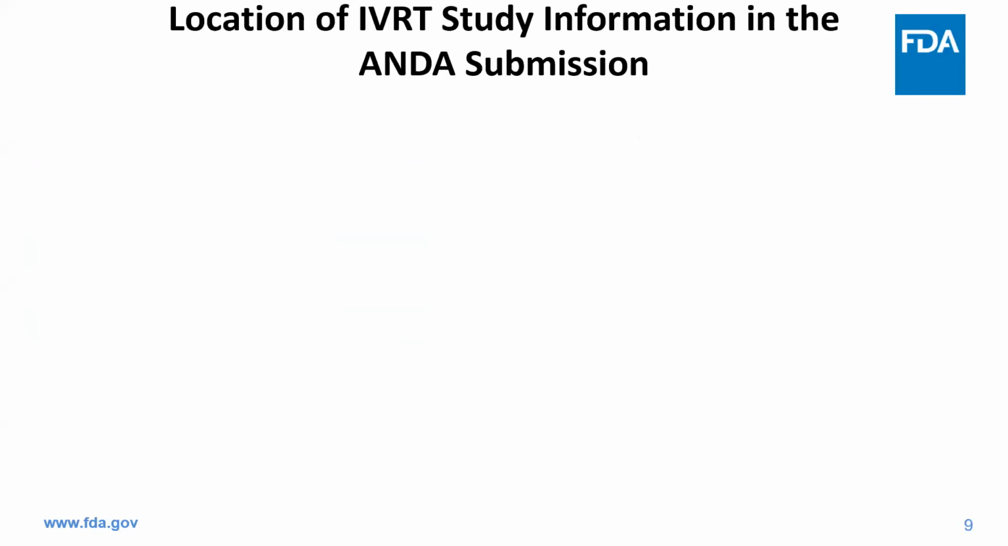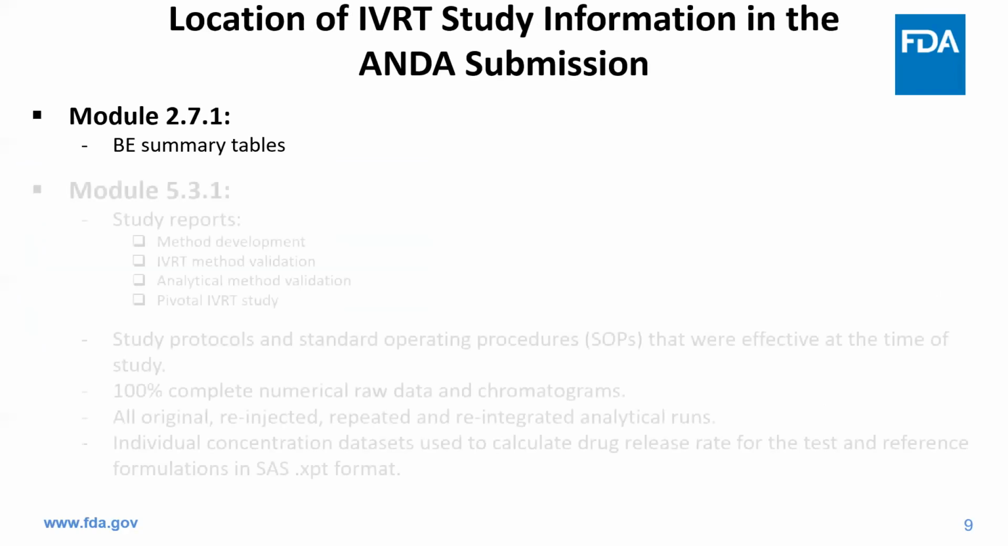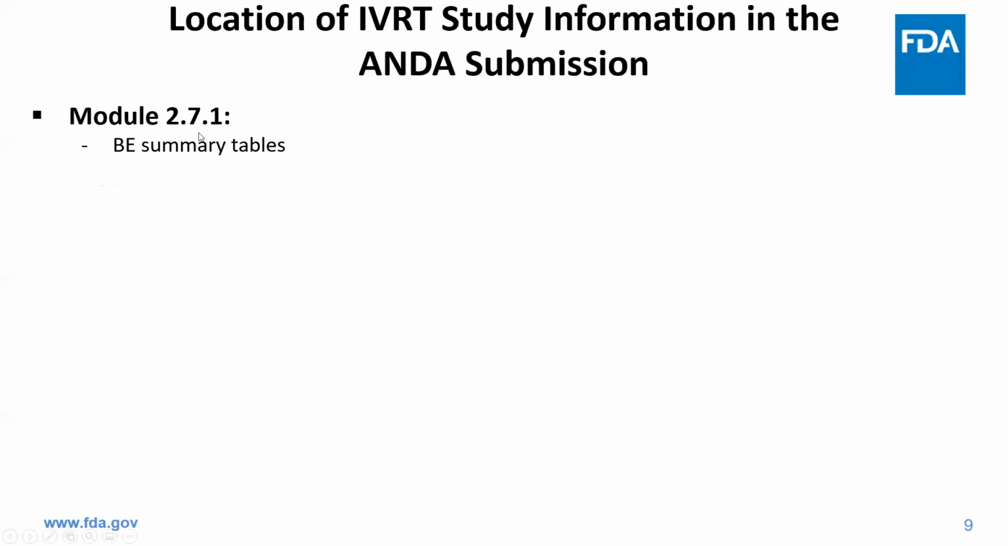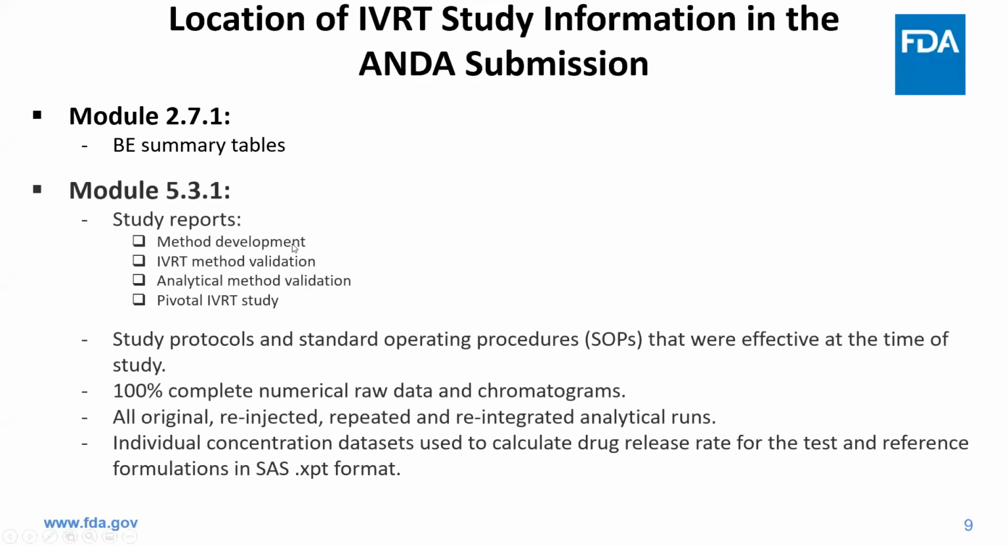So regarding what information to provide and which module to submit this information in the electronic common technical document, the applicant may provide and submit the bioequivalence summary tables in module 2.7.1. And in module 5.3.1, the applicant may submit the study report for each of the IVRT method development, IVRT method validation, and analytical method validation, as well as a separate report for the pivotal IVRT study.